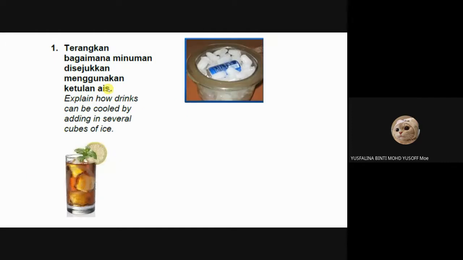So how can a drink be cooled by adding several cubes of ice? Just now we already learned the ice will absorb the heat from the drink, and it will change from ice to water. So there is a change of phase there, the specific latent heat of fusion. When it absorbs the heat from the drink, the temperature of the drink will decrease, so that is why the drink becomes cold.